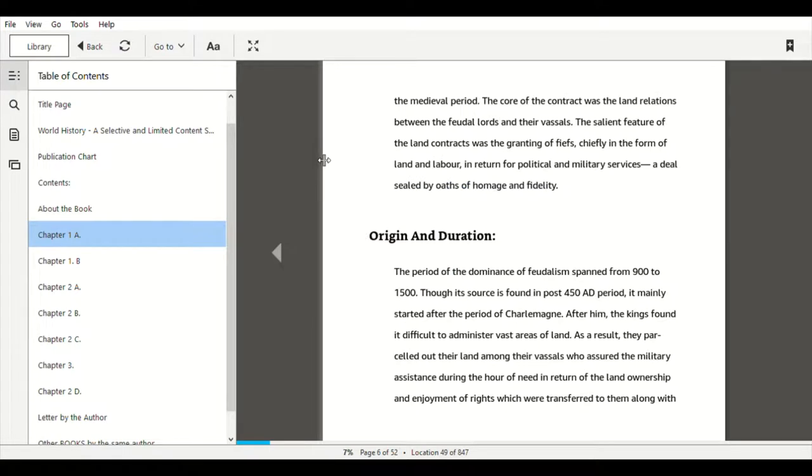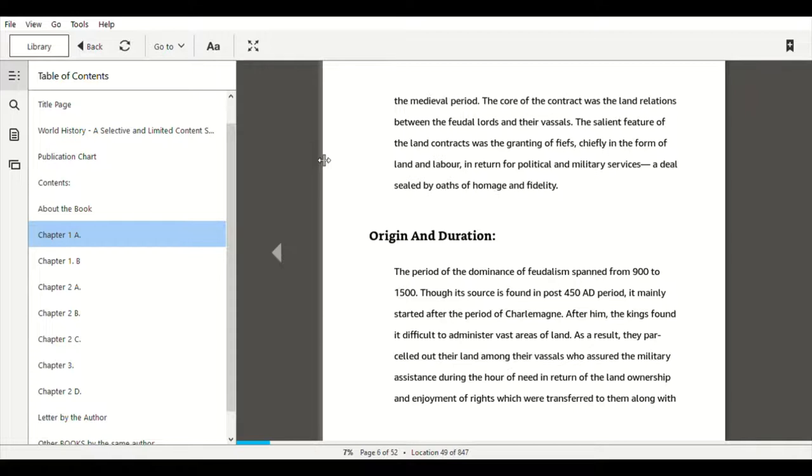The core of the contract was the land relations between the feudal lords and their vassals. The salient feature of the land contracts was the granting of fiefs, chiefly in the form of land and labor, in return for political and military services, a deal sealed by oaths of homage and fidelity.